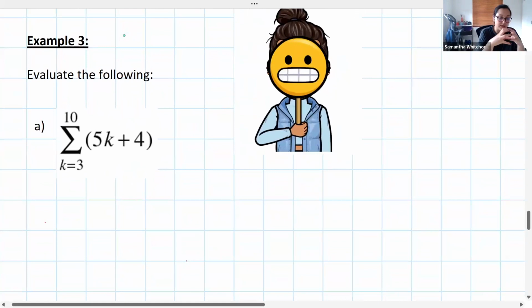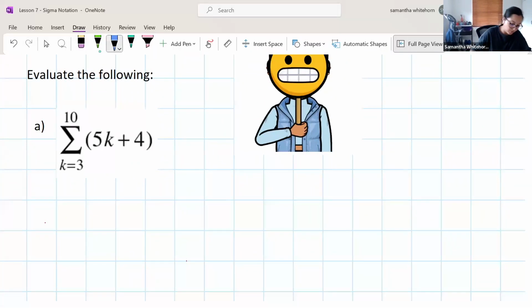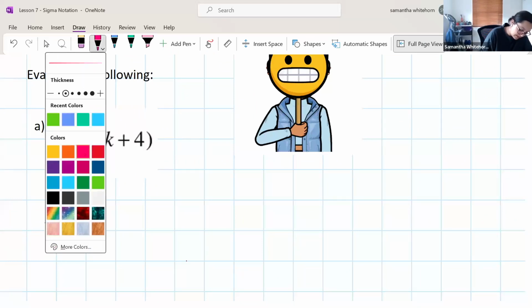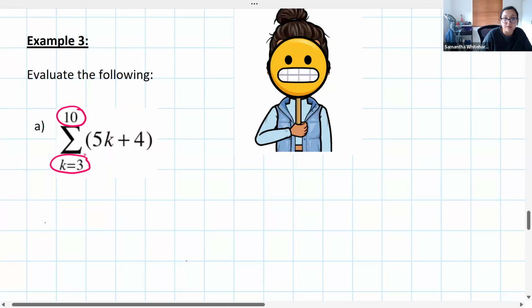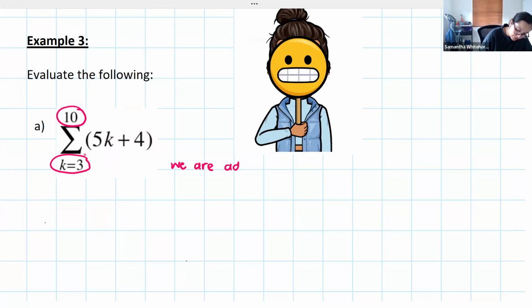If we have a look at our sigma, we have been told that now k is equal to 3, so we need to be careful here, all the way up to 10. And then we've got our nth term. We'll get to that in a second. So what this is saying to us is that we are adding term 3 to term 10. So I'm not adding term 1, term 2, term 3, etc., etc. I'm adding term 3 to term 10.